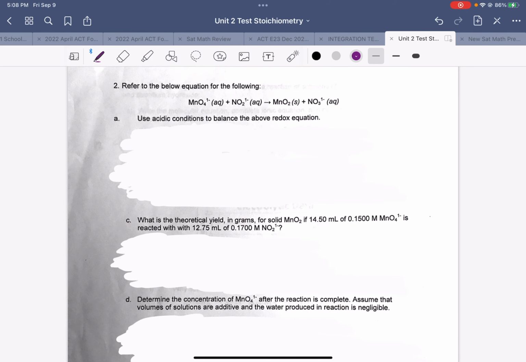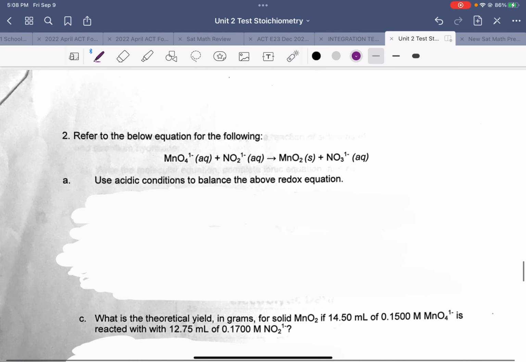Number 2, refer to the below equation for the following: MnO4 1 minus, and NO2 1 minus, giving MnO2 precipitate and NO3 1 minus. Now use acidic conditions to balance the above redox equation. Okay, in a redox equation one side is reduced and the other one is oxidized. Reduced means it accepts electrons, and oxidation means it loses electrons.